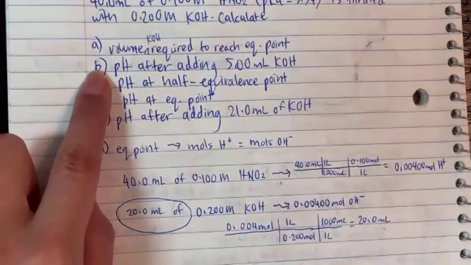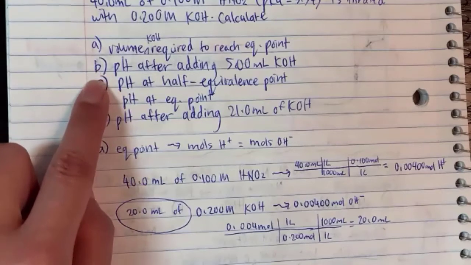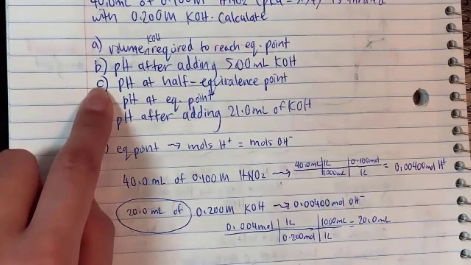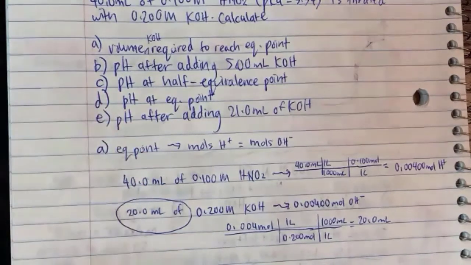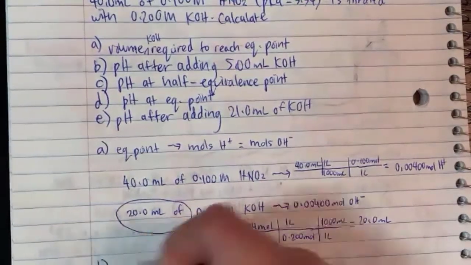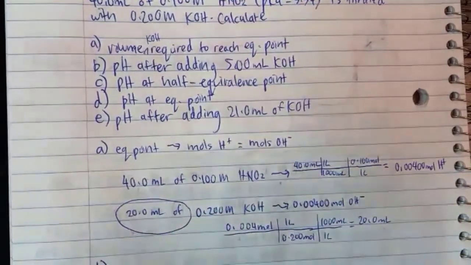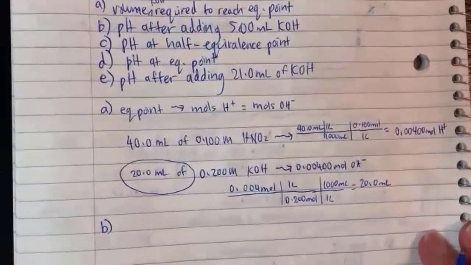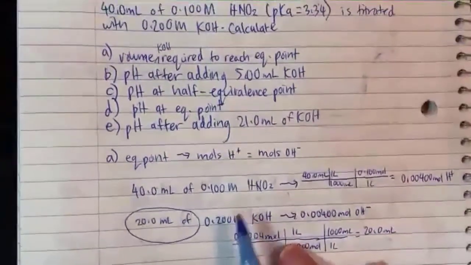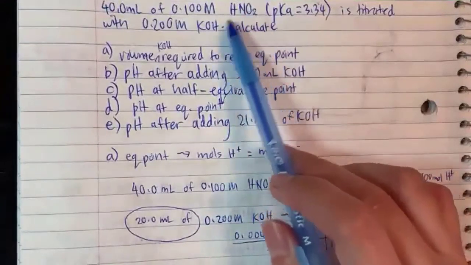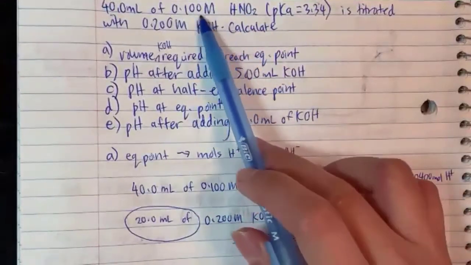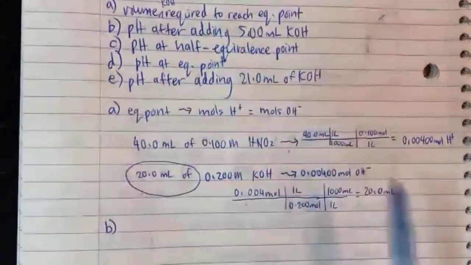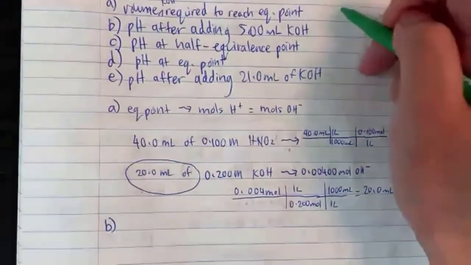Okay, so that's the answer, 20 mL for part A. Part B says, what's the pH after adding 5 mL of KOH? So we can go ahead and do part B, after adding 5 mL of KOH. In this case, it's actually going to be a buffer region, because they gave you the pKa of the acid. That means it's a weak acid and a strong base. You have to know group 1 hydroxide is a strong base. So the picture looks like this.